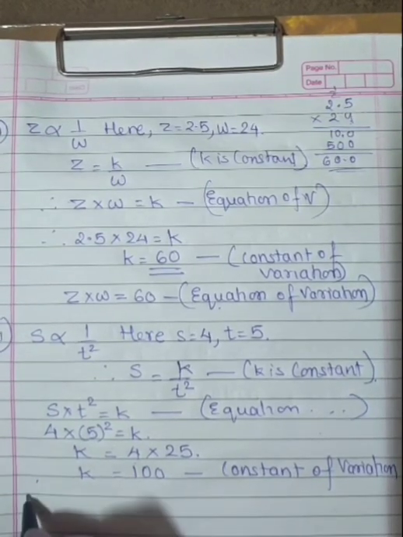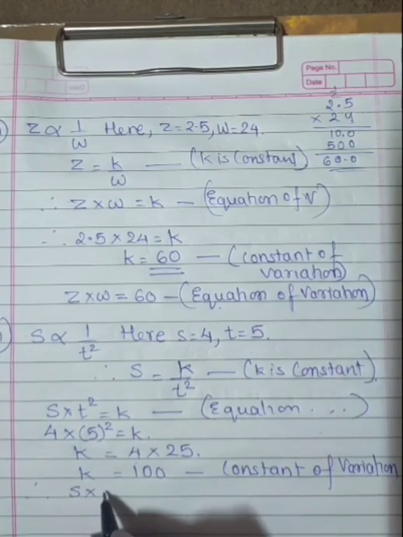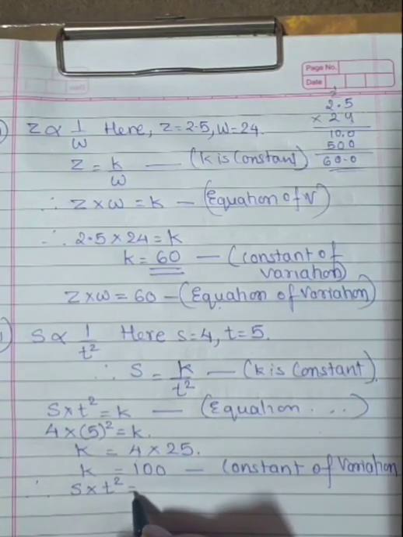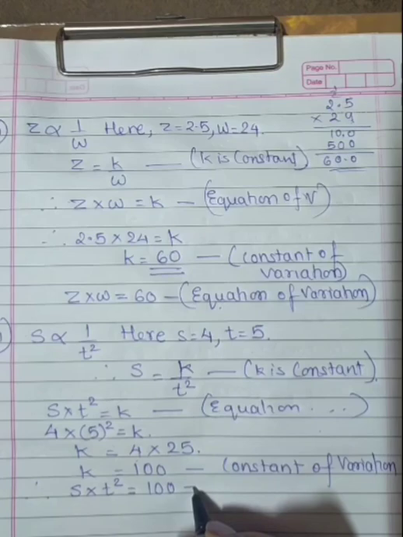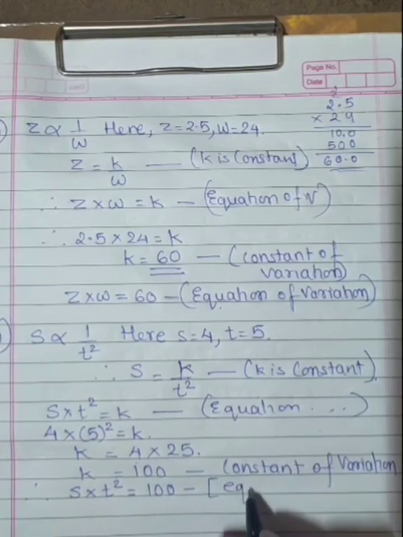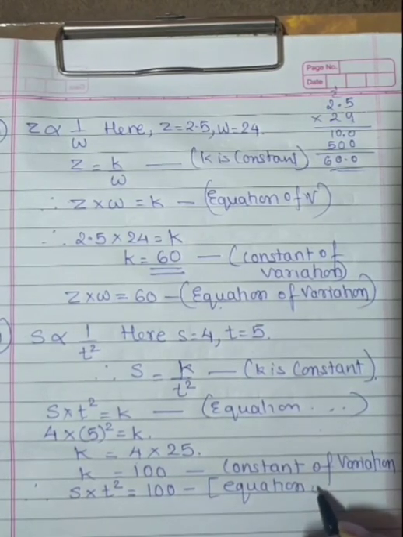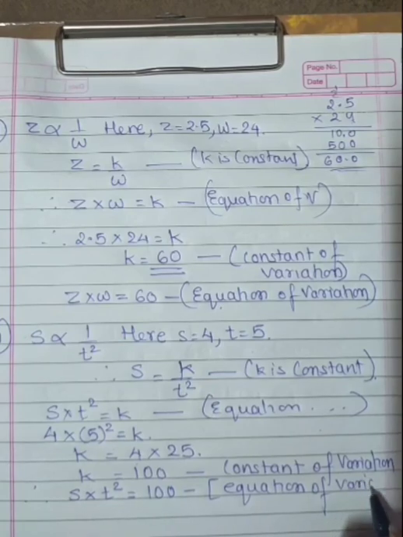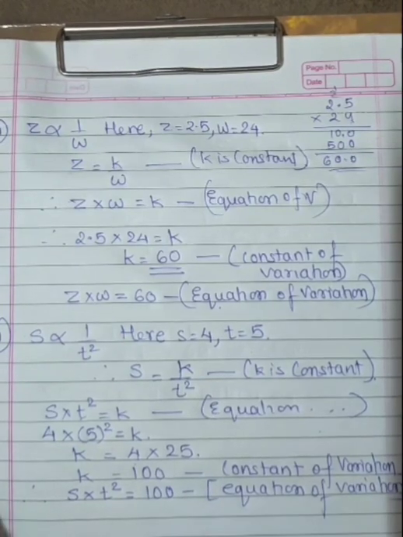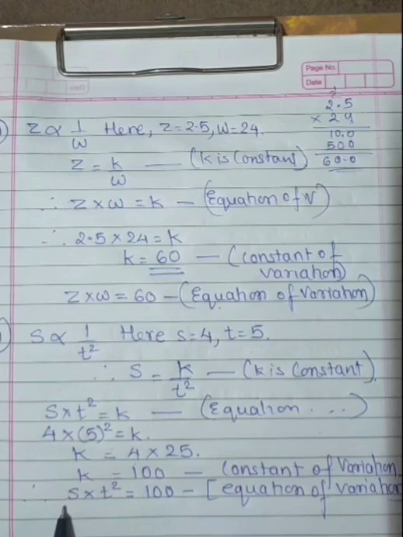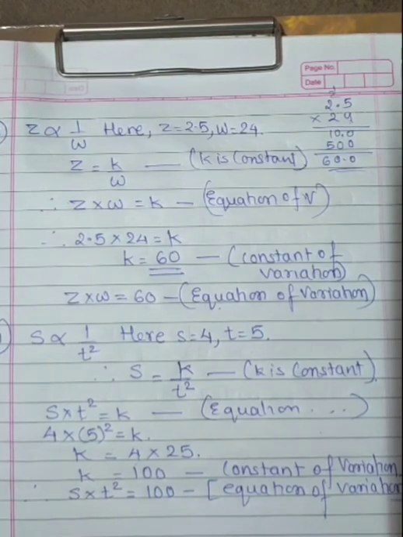And therefore s multiplied by t square equal to 100 is the equation of variation. So we solve question number 3. We got the equation of variation.